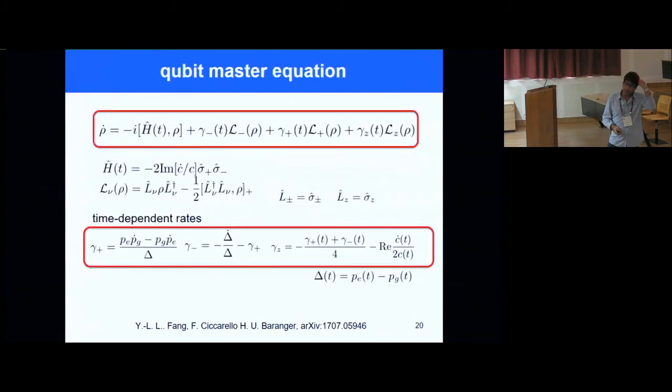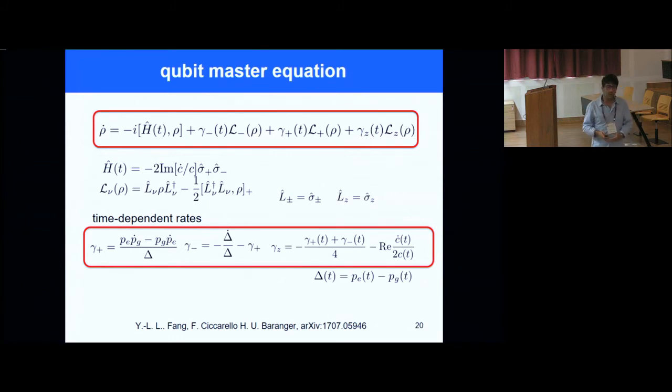What about the time-dependent master equation? It took some work, but at the end we managed to prove that the dynamical map is described at any time by this time-dependent master equation. This is kind of interesting. So we have, of course, all time-dependent things. You see that the non-unitary part has three Lindbladians. So we have a Lindbladian for describing the emission of a photon, a Lindbladian describing the absorption of a photon, and what was surprising in the beginning is the Lindbladian describing pure dephasing.